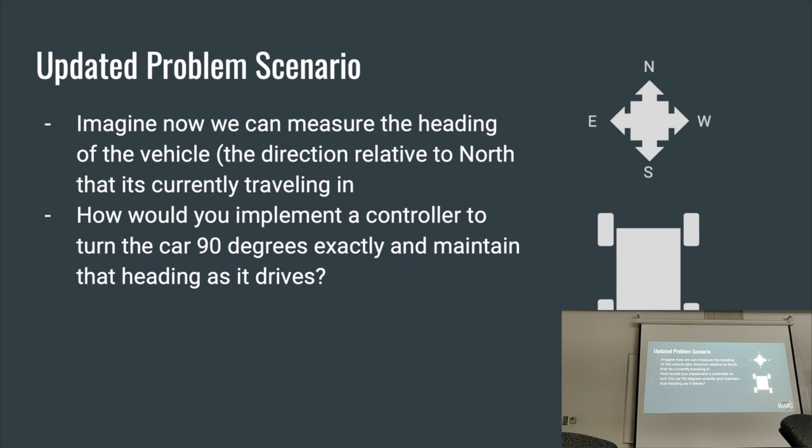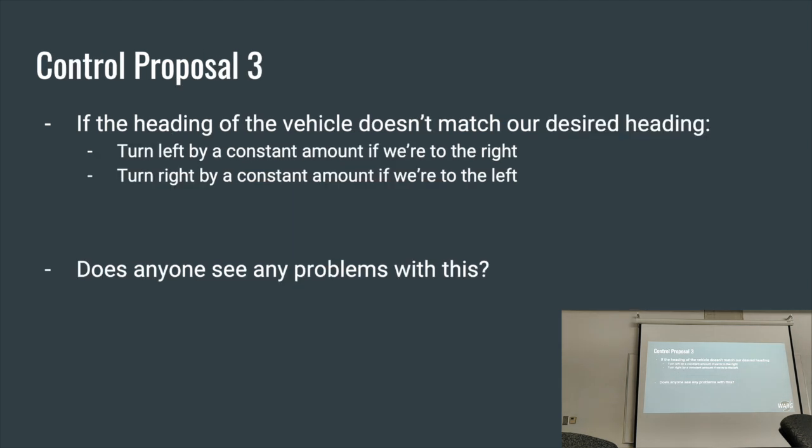Say every time you're to the right of your desired heading, you turn your wheels 10 degrees to the right, or, sorry, every time you're to the left of your desired heading, you would turn your wheels 10 degrees to the left, right? So you're kind of tracking the actual heading. You're starting to track the heading given your actual sensors on the system. So, yeah, if it doesn't match, turn by a constant amount based on where we are.